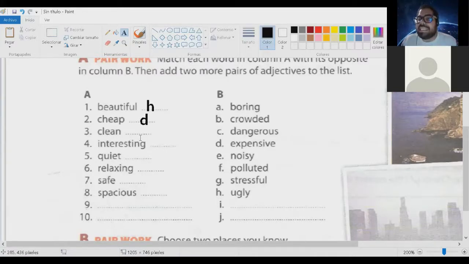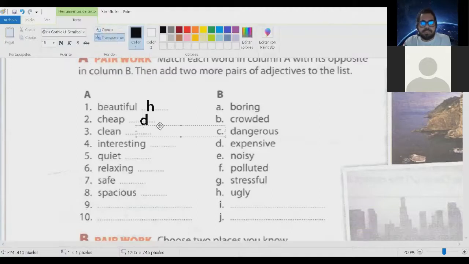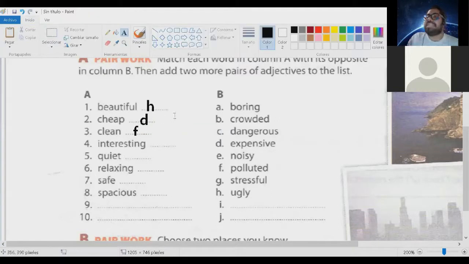The next one is clean. What about clean, guys? That's another one that you know. I'm pretty sure about that. What could be the opposite of clean? And letter F? Hey, look at this one, guys. Thank you very much, Ali, in there. Clean, you know what is clean, right? Something clean or a place that is clean is limpio. Yes, when something looks clean, nice, okay?